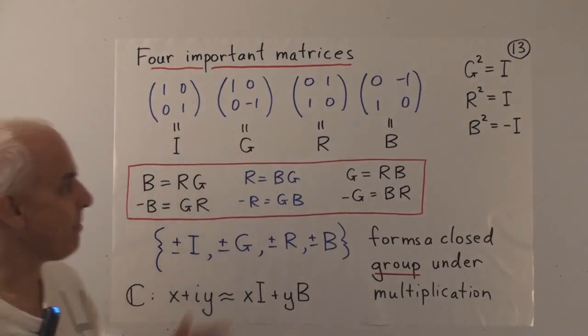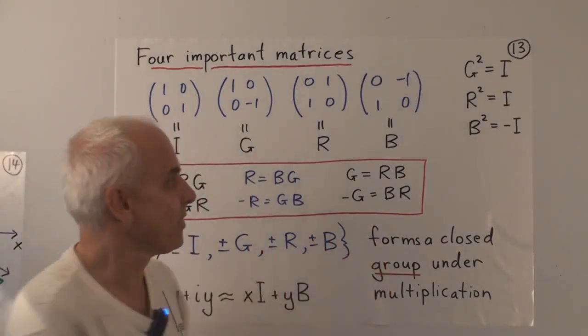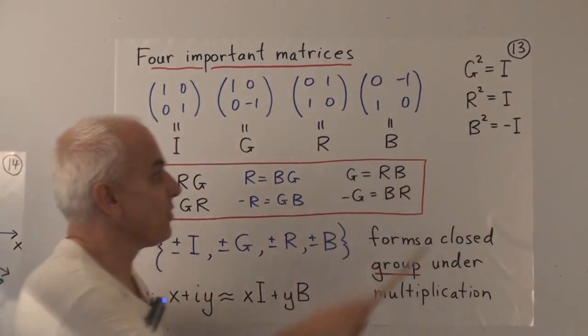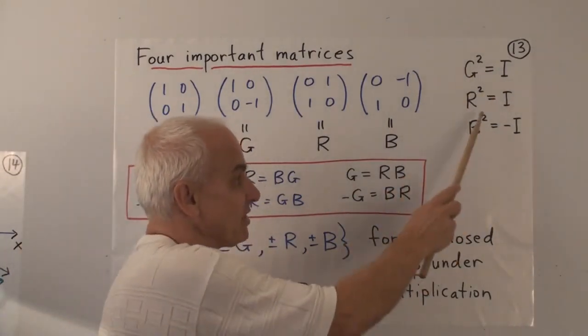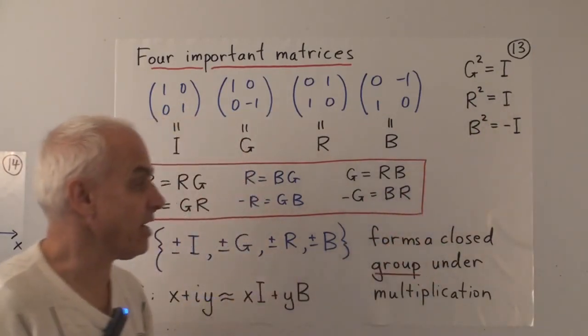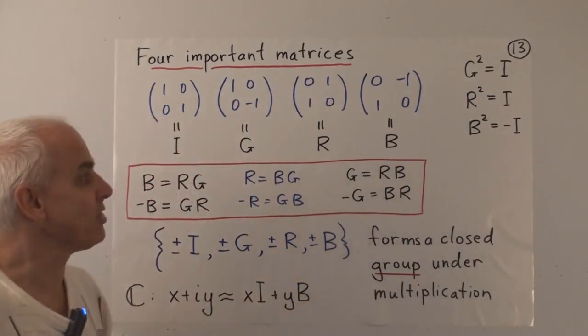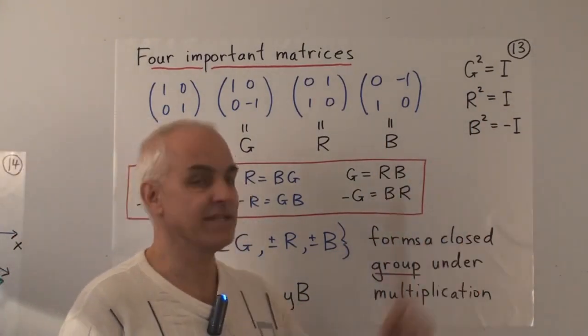Another thing you can do is multiply a matrix by itself. We write G times G, or just G squared. So we can check that G squared is the identity matrix, R squared is also the identity matrix, but B squared, this one here, which was the 90-degree rotation, its square is minus the identity.